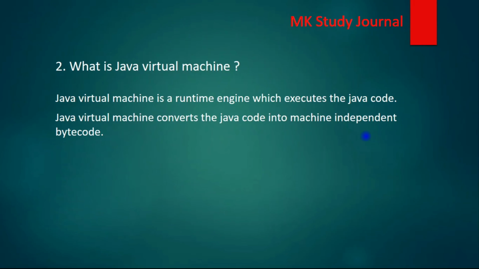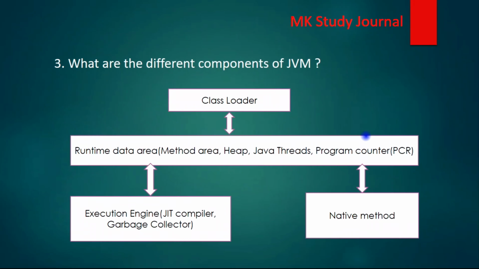What is Java Virtual Machine? So Java Virtual Machine is a runtime engine. Basically in JVM we execute our Java code, and JVM converts Java code into machine independent bytecode. Then next is, what are the different components of JVM?